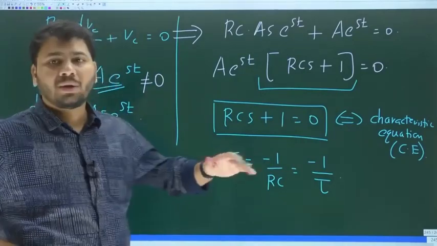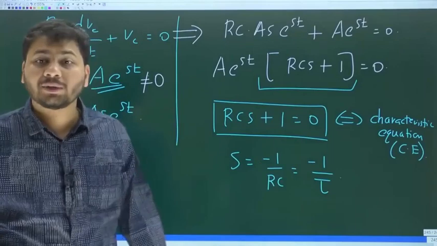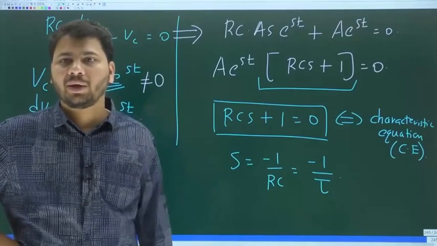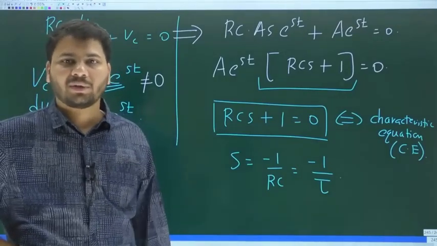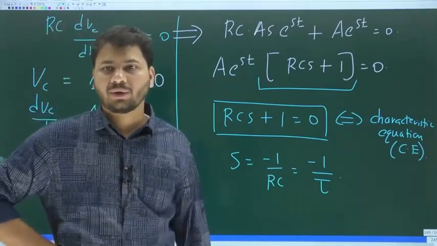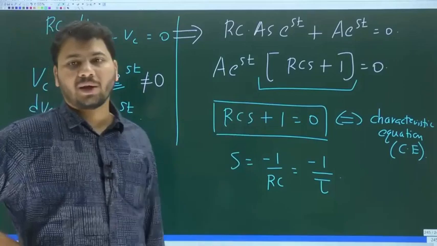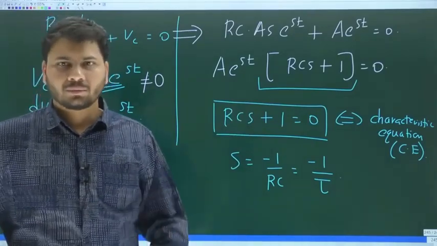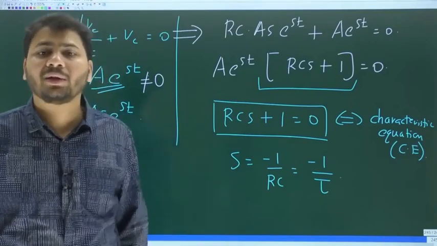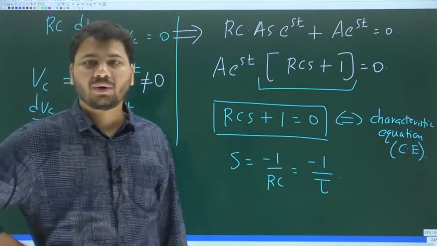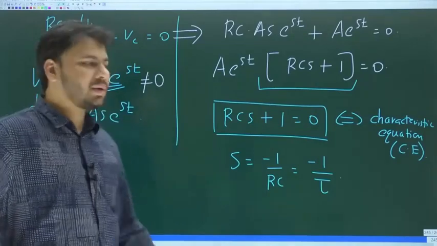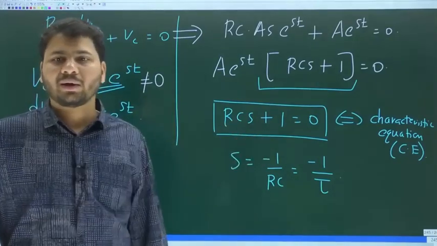In fact, all linear circuits will have a transfer function. Transfer function is a numerator polynomial N of s divided by the denominator polynomial D of s. And when you equate D of s, the denominator polynomial, to 0, you will get the exact same characteristic equation. So this is something you must be already knowing. The denominator polynomial of the transfer function equated to 0 will give you the characteristic equation. But here, without writing any transfer function, we are directly writing the characteristic equation.